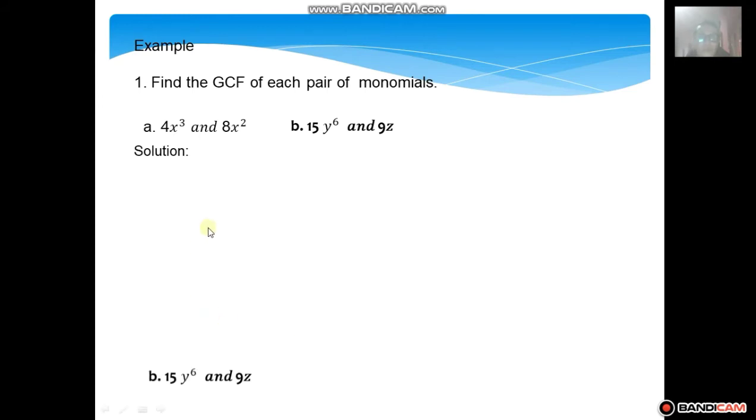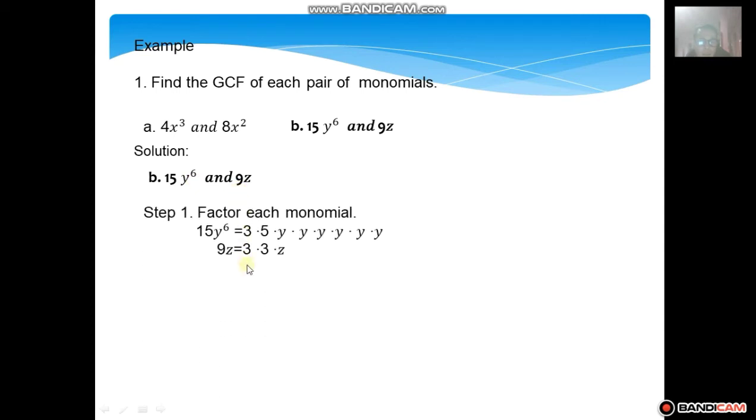Let's continue. For letter B, the terms are 15y raised to 6 and 9z. We will follow the same steps. Number 1, factor each monomial. First, we need to factor the numerical coefficient, which is 15. The factors are 3 and 5. Then the variable y raised to 6. These are the factors of the variable y, so we have 6 y's.